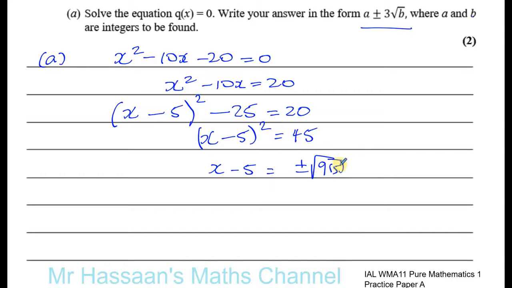Okay, so I have x is going to equal 5 plus or minus, now the square root of 9 is 3, times root 5.